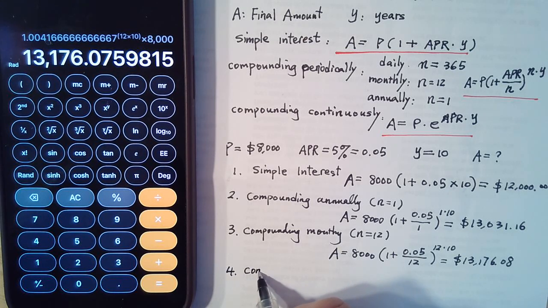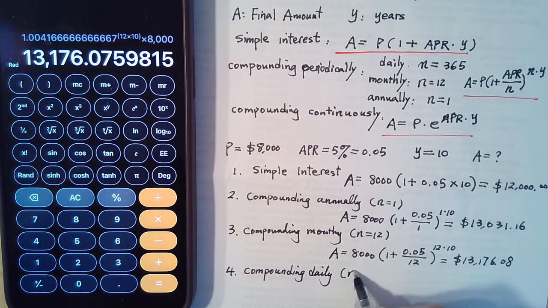What about compounding daily? If you do compounding daily, my n, I take 365. And then I plug the numbers into the formula. It should be $8,000. 1 plus 0.05 is the annual rate. If you divide it by 365, you get the daily rate.